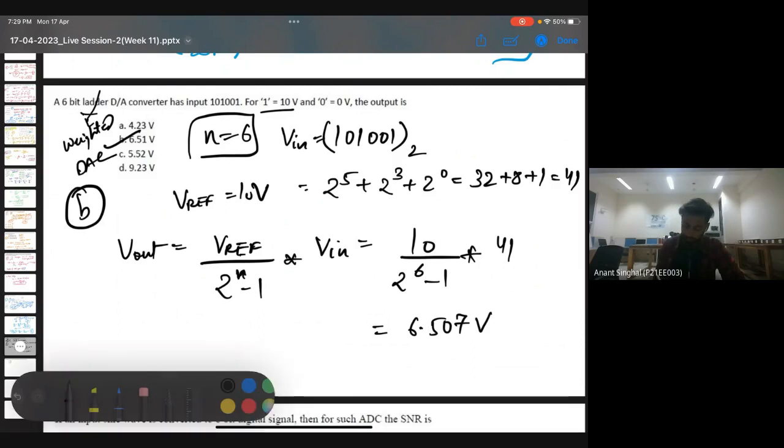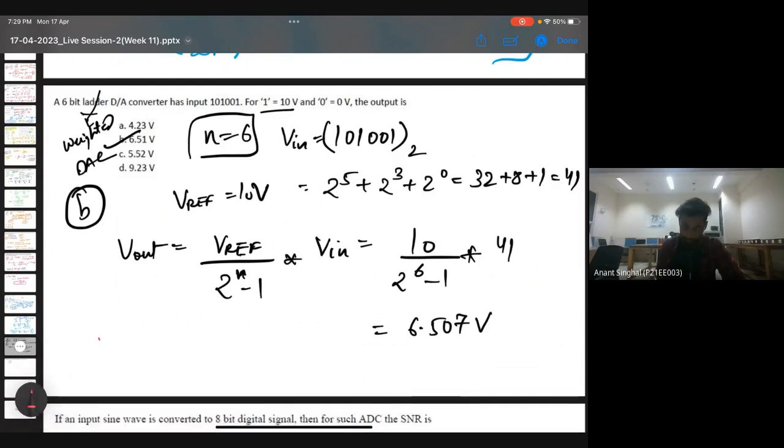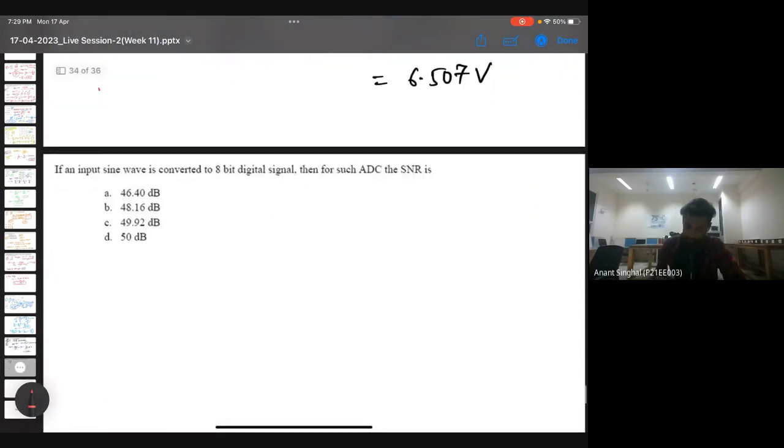So let's proceed to the last question for today. So it says it is again a sine wave input and it is an 8-bit DAC, sorry, ADC. So it is asking for the SNR in dB. So I've already told you the formula.